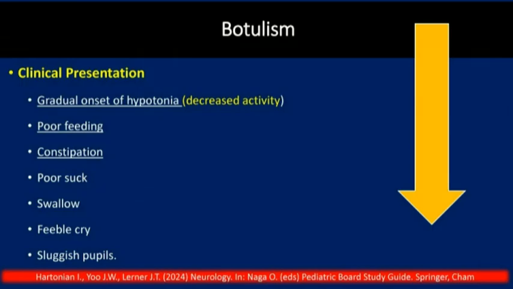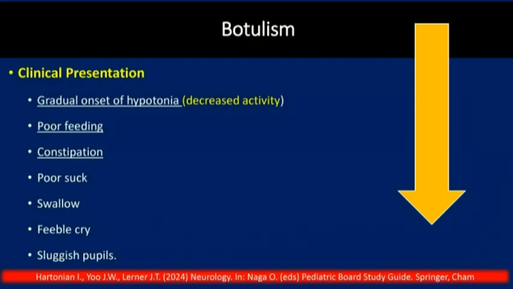The weakness here is in a descending manner, the opposite of Duchenne. So there is a gradual onset of hypotonia. Sometimes the initial presentation is only poor feeding and constipation. That's it. This is a red flag when you have a child who is healthy and all of a sudden is constipated and doesn't want to feed. This is unusual, so you have to examine the child.